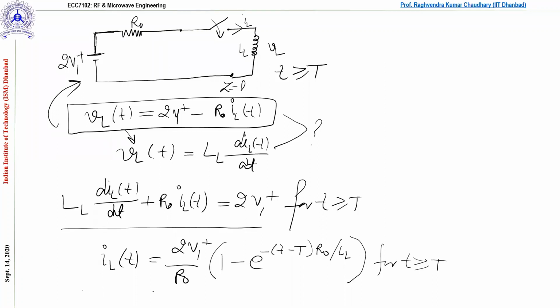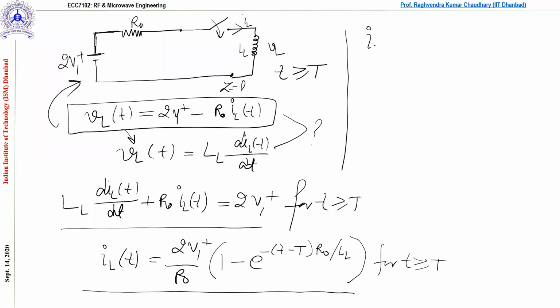Okay, so this is the solution for IL as a function of time, correct? Now, we can recheck this equation. How can we recheck? We can put the initial and final conditions here and recheck.